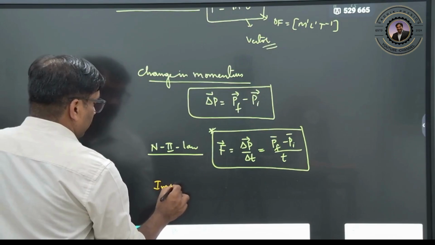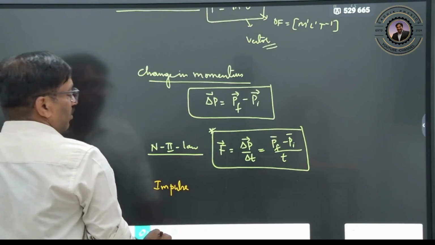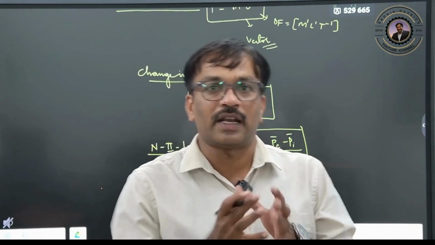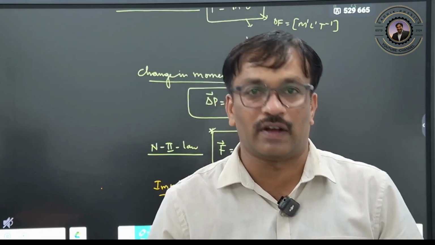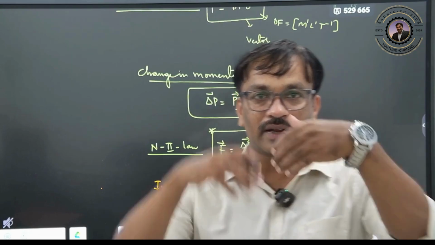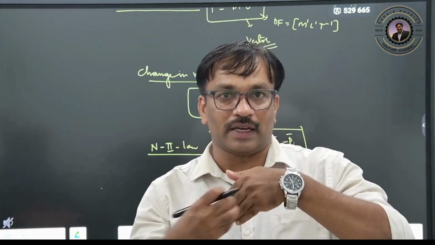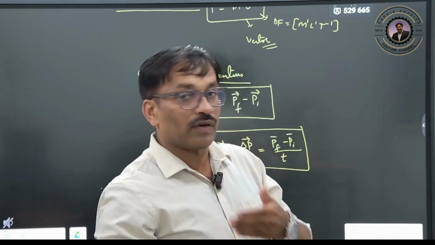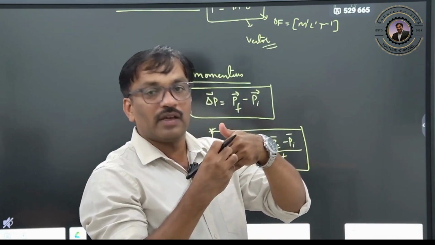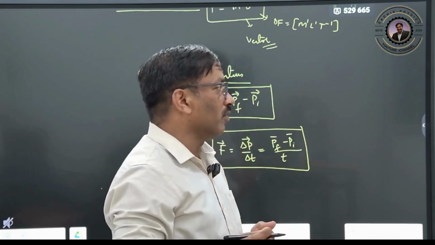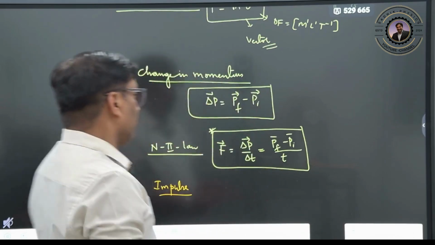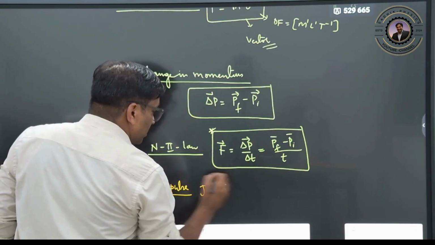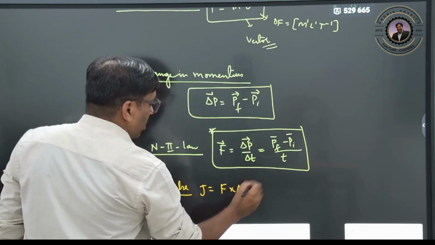What is impulse? We can also call it the impulse momentum theorem. Impulse is nothing but a certain amount of force acting for a short interval of time. Suppose in cricket, a ball comes and hits the bat, and that ball goes in different directions. That ball is in contact with the bat for a very small amount of time, but it creates a large amount of force. Therefore, impulse is defined as a large force acting for a small amount of time.